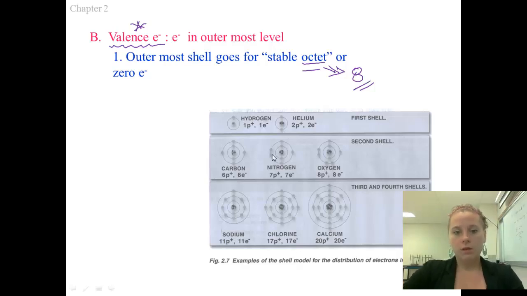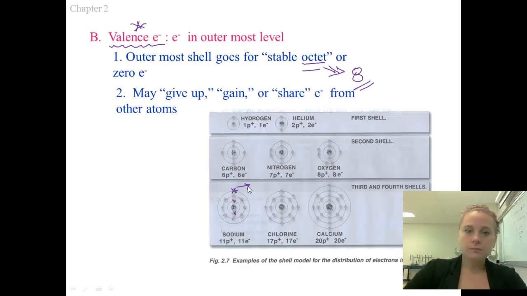One that might be willing to boot an electron is something like sodium here. Notice we've got a full first shell, a full second shell, and we only have 1 in the outer shell. It's going to be a lot easier for sodium to kick that electron out than to grab an additional 7 electrons to fill that shell. So normally sodium is going to blast out an electron, but it's still sodium because it's always retaining that 11 proton number in its nucleus. So again, that's what they do. An atom's going to either give up an electron, gain an electron, or it may share them.